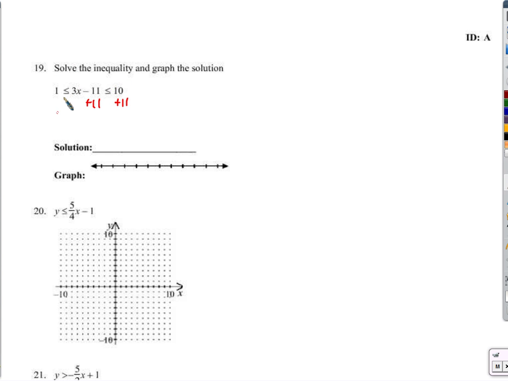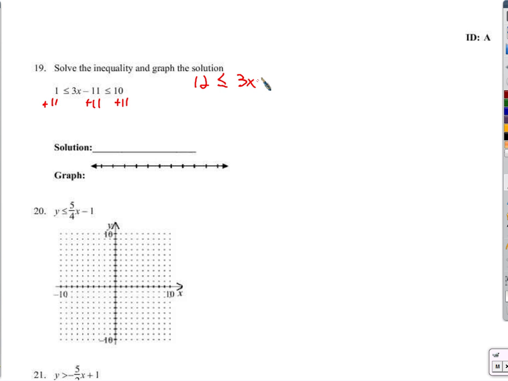If we were to be solving this inequality, what would we do? We'd add 11 to both sides. Right? So we add 11 to, quote, all three sides. Right, but there's not really three sides, it's two sides. But anyway, we're adding 11 to this guy here and that. So we get 12 is less than or equal to 3x.